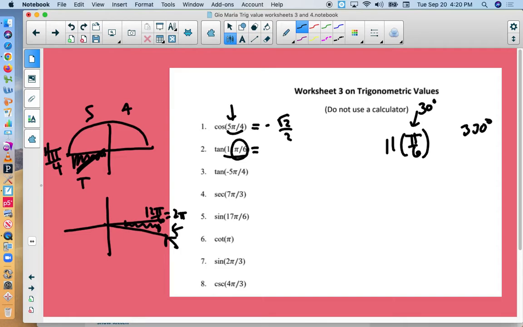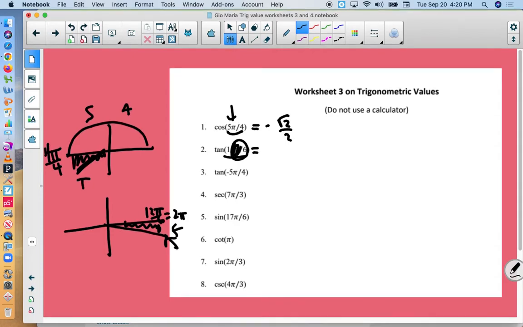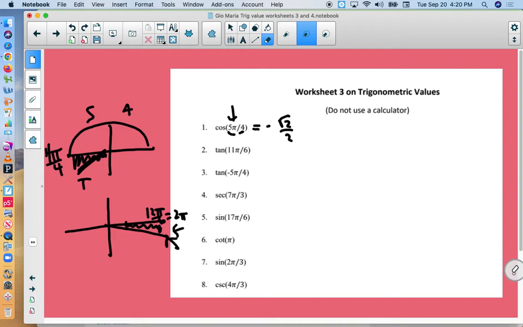So, to speed it along, pi over 6's are like a 30-degree reference angle. And I know the tangent of 30 degrees, you should be memorizing, is root 3 over 3. You're in the fourth quadrant. 11 pi over 6 is right before 12 pi over 6. All students take calculus, so tangent is negative.